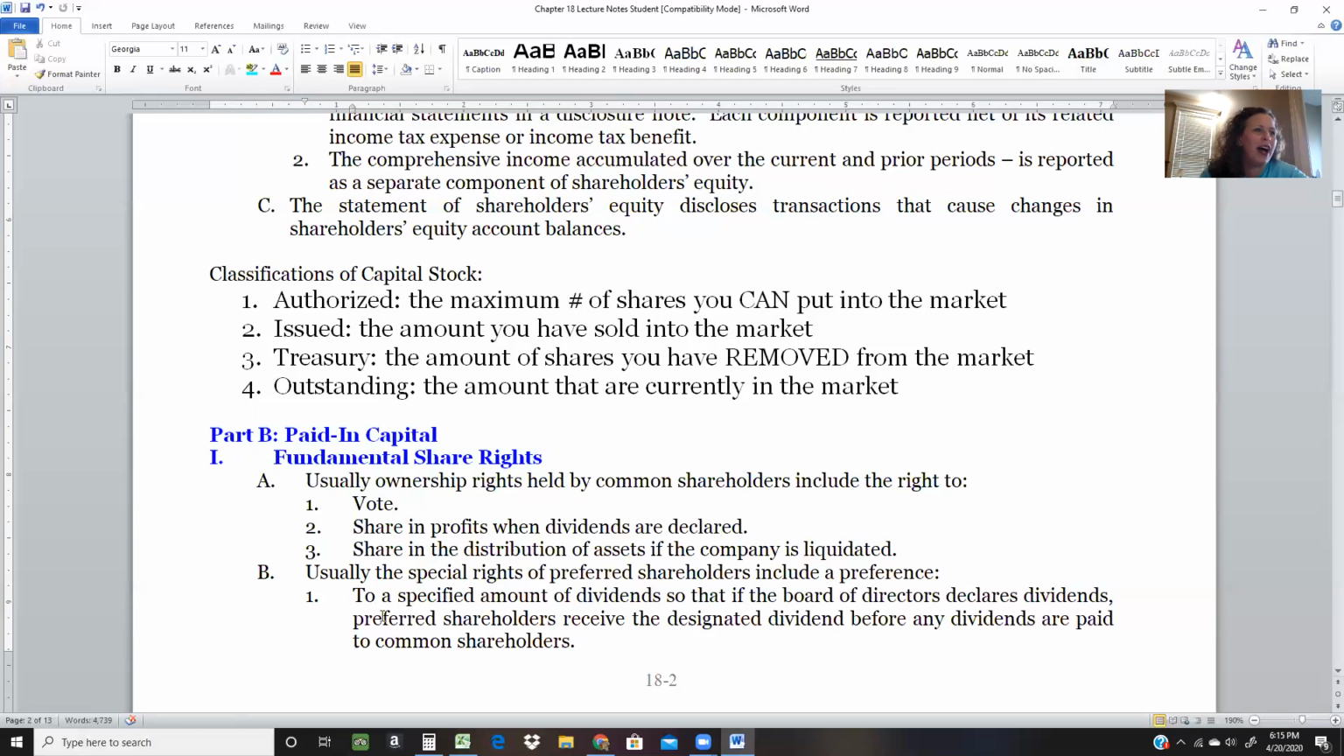Okay, so there's something called preferred stockholders, and we've never really dealt with those before, but a preferred stockholder is one that has preferential treatment in a certain area. I know you love it when I define the word with the word, but that's what we do, right? So preferred stockholders get some preferential treatment. Normally that preferential treatment is in relation to dividends. So they get their dividends first. Before anybody else gets a dividend, they get their dividend.